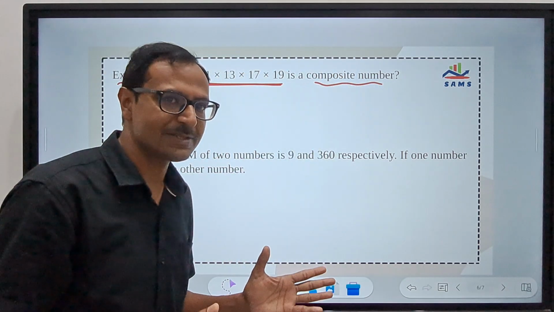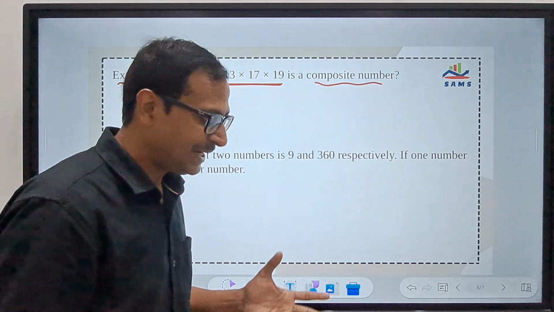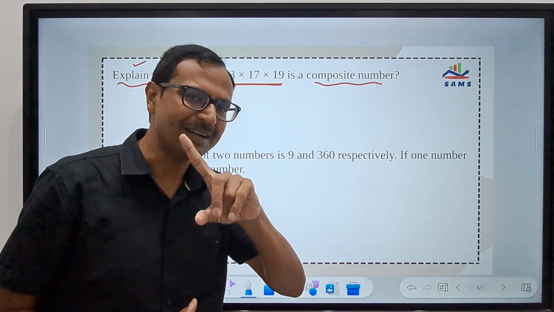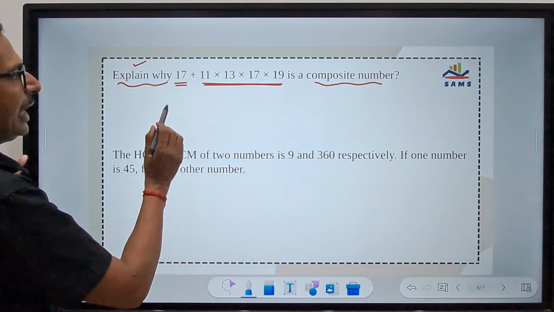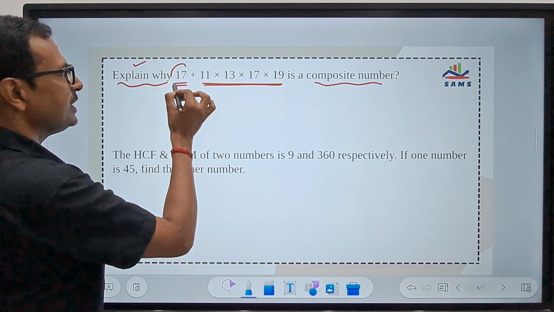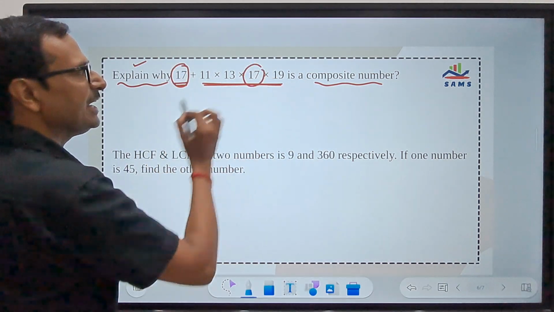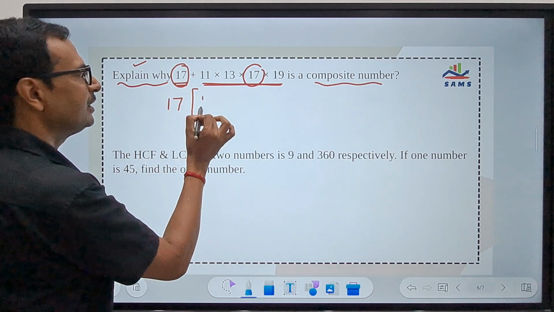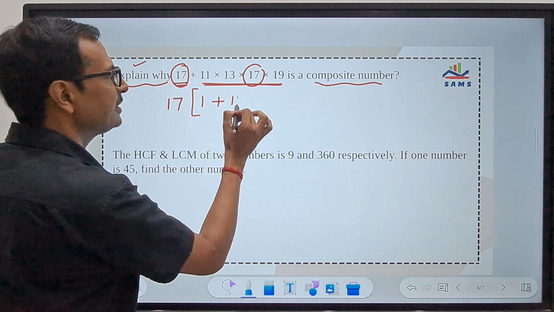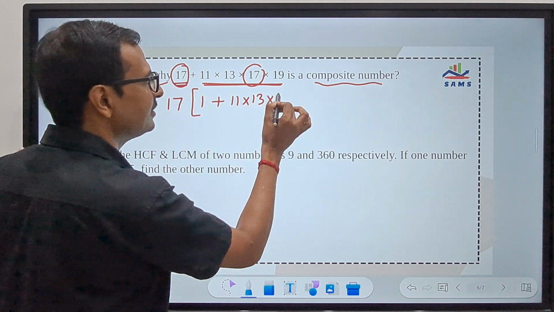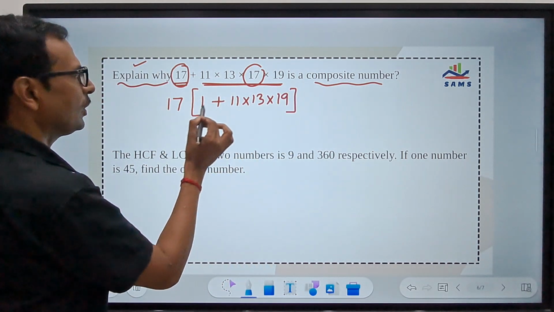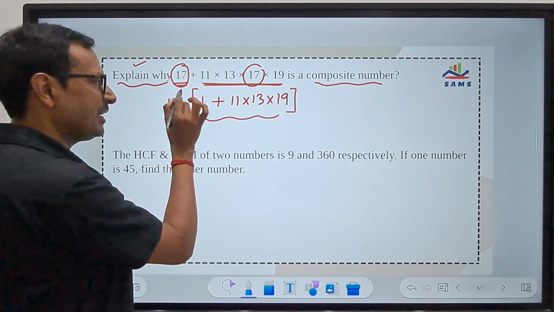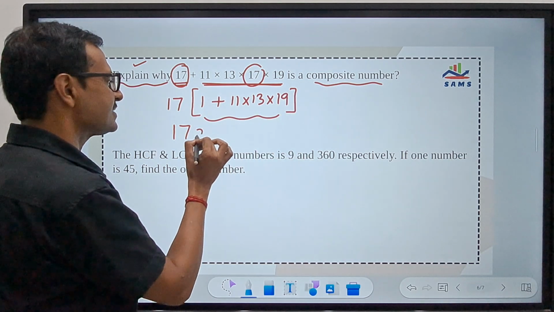We already know that it is a composite number and that means it has to be divisible by some number apart from 1 and itself, right? I told you there are 2 terms. Can you see that there is a common factor here, 17, and when I take the 17 out I will have a 1 here plus 11 times 13 times 19 here. Now I don't know what is this number. Let's call this number x, and this is 17 already.